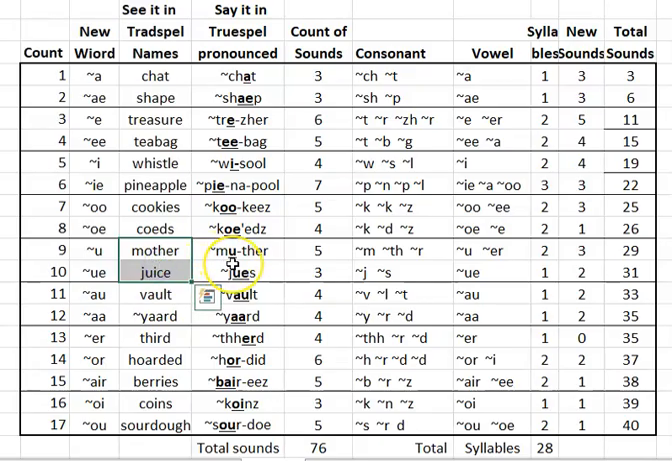Mother and juice. We're looking at the short U and the long U. And let's hear what they sound like. Mother. Juice. That's M-O. That really sounds like a.